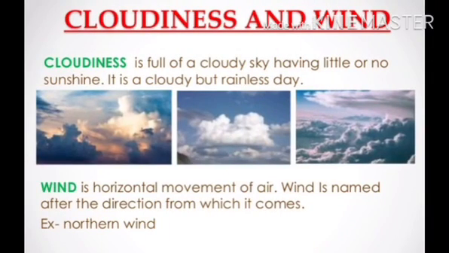Cloudiness and wind. Cloudiness is a cloudy sky having little or no sunshine. It is a cloudy but rainy day. Wind is a horizontal movement of air. Wind is named after the direction from which it comes, like northern wind or westward winds, etc.